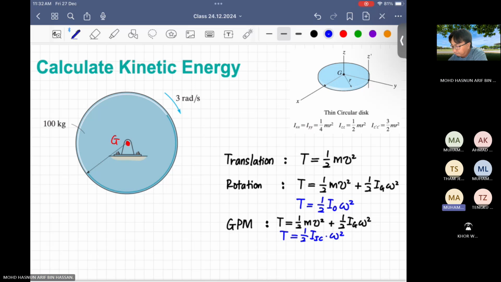Rotation. Okay, this is rotation. So the easiest would be which one? The easiest would be 1/2 Io omega square, right? Can you calculate Io? Which formula should you use to calculate Io? Before that, let me ask you, where is point O now? Point O is the center of rotation. It is at G. Yes, point O is also point G in this case. So how do we calculate Io?